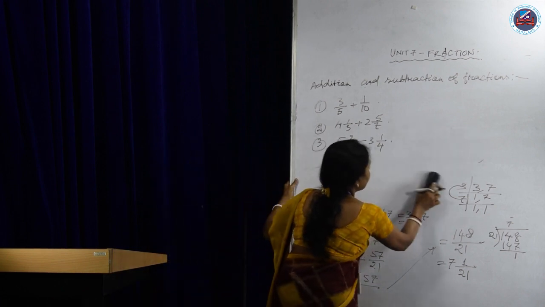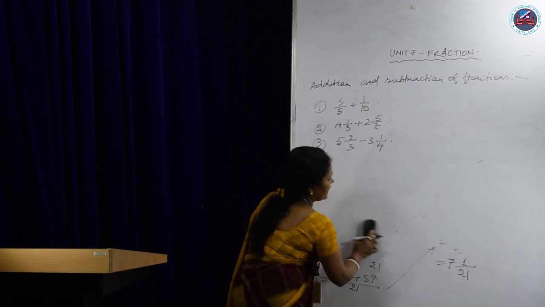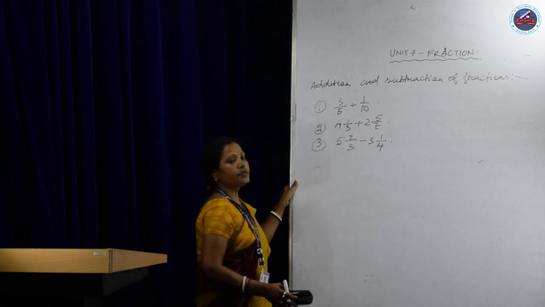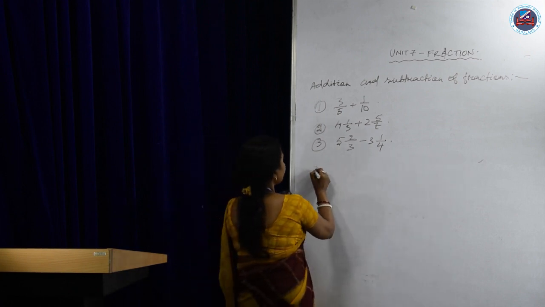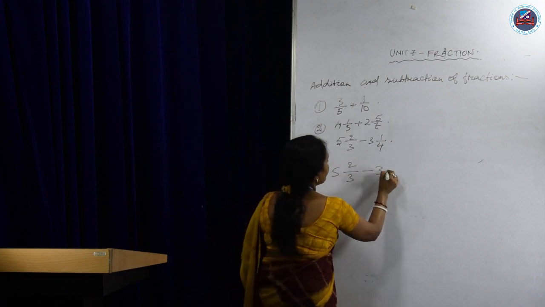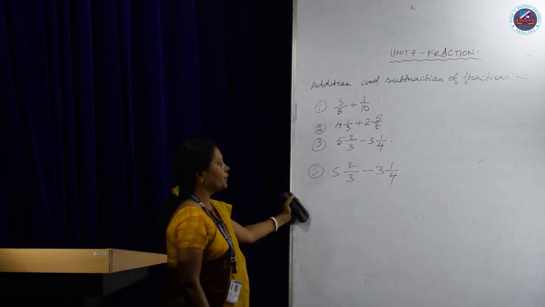Now I go to question number 3, that's the subtraction. Subtraction is same as addition, only thing in place of addition you have to subtract. So the question is here, 5 and 2 by 3 minus 3 and 1 by 4. Follow the same method like question number 2.